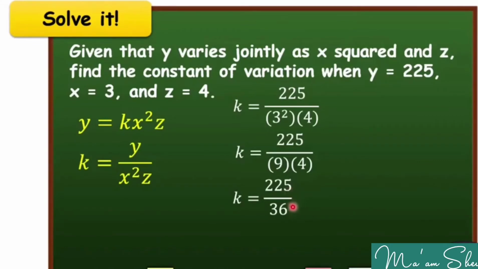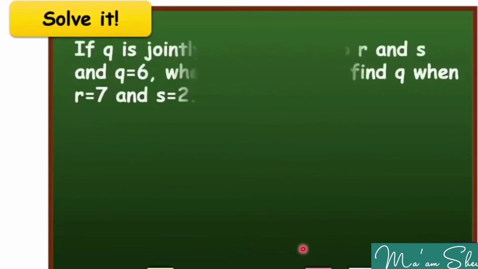So, again, we just need to get the lowest term of 225 and 36 by dividing both sides by 9. So, we can have k is equal to 25 over 4. So, that is just the same as doon sa ating method 1. So, pareho lang yung ating sagot.